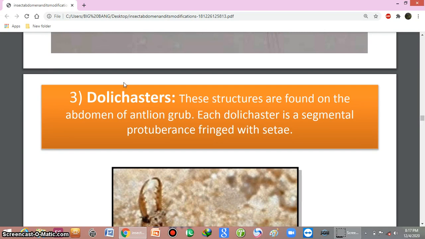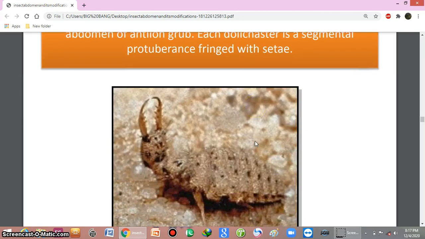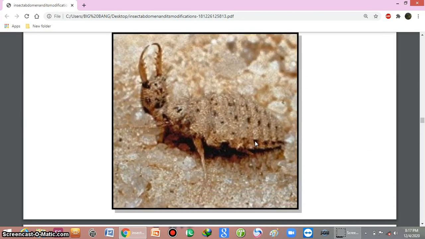Dolichester. These structures are found on the abdomen of the antlion grub. Each dolichester is a segmental protuberance fringed with setae. This is the antlion grub.